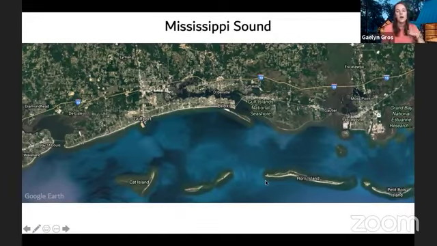So these are barrier islands. They're called barrier islands because they protect us from hurricanes and big storms. And they also have to be parallel to the shore in order to be considered a barrier island.